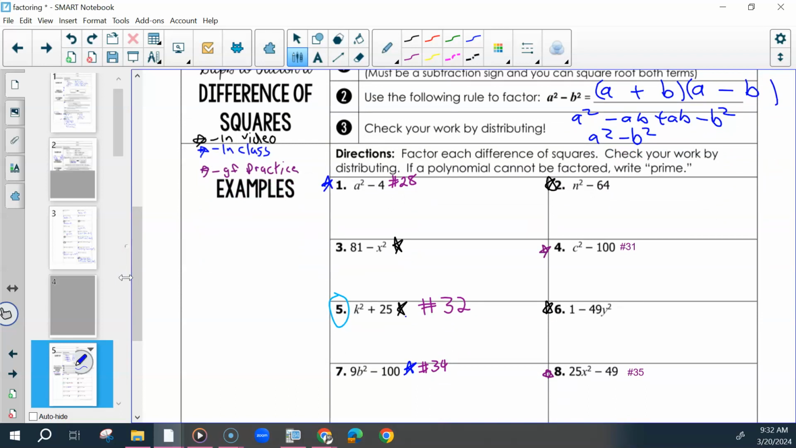So in number 1, we are subtracting. We have perfect square terms. We found that a times a would give us a squared, so I'm just going to rewrite that part. What times what would give us 4? 2 times 2. And then put a plus, put a minus. It does not matter if the plus comes first or the minus comes first. You just need one in both. Questions on how that works?